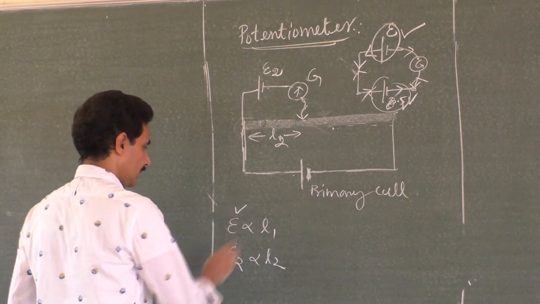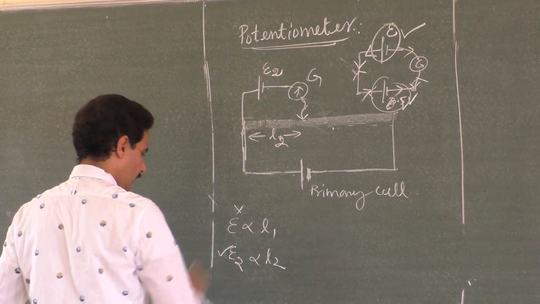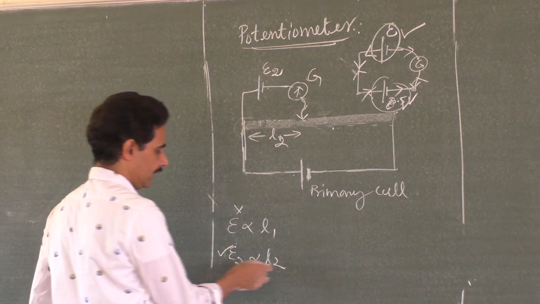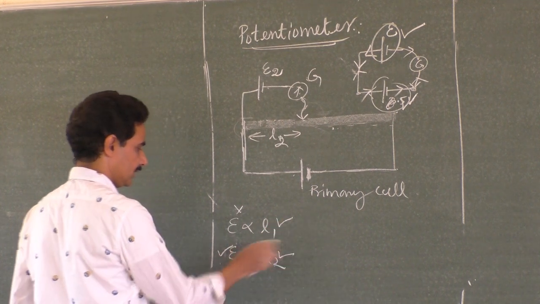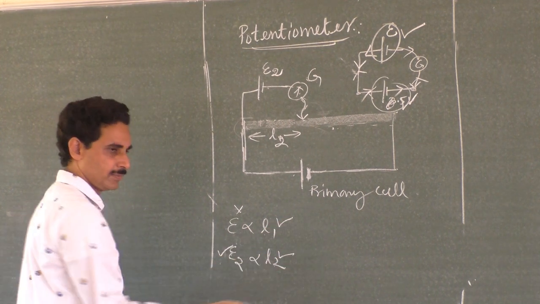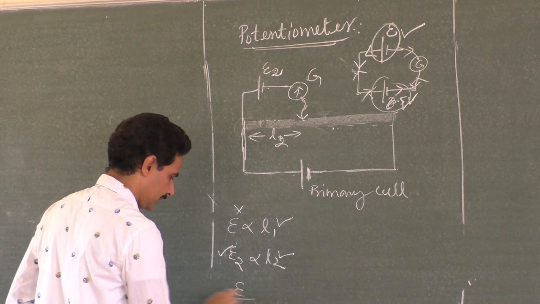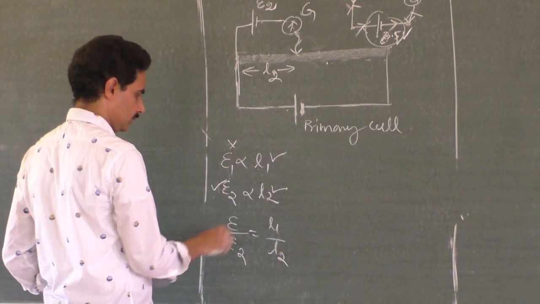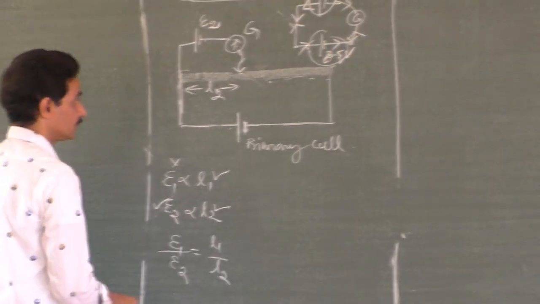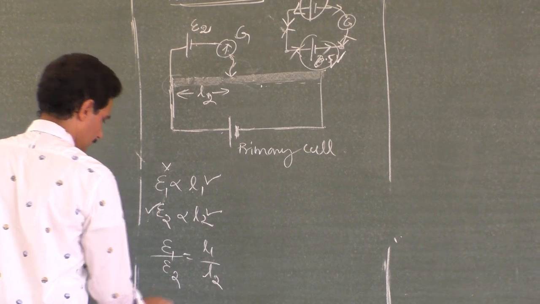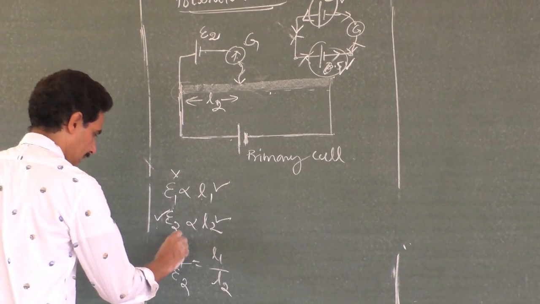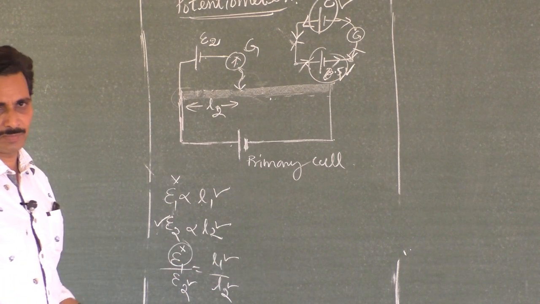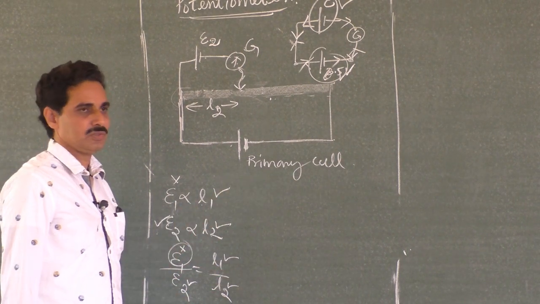This is known, this is unknown, this is known, right? This is the known battery which is taken from the lab, and this balancing length you know, this one you know. Divide them, because the proportionality constant must be the same for both. So E1 by E2 is equal to L1 by L2. Which is unknown among them? This is the unknown, this is known, this is known. Can't you find this out? That is called comparison of EMF of two cells. E1 by E2 is equal to L1 by L2.